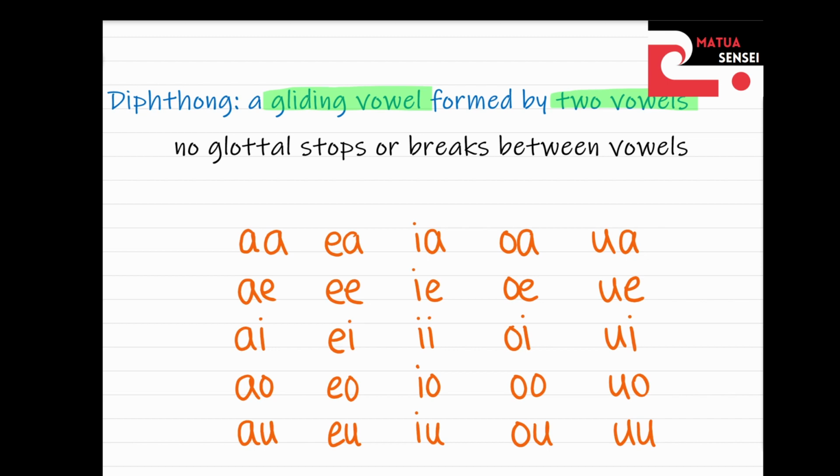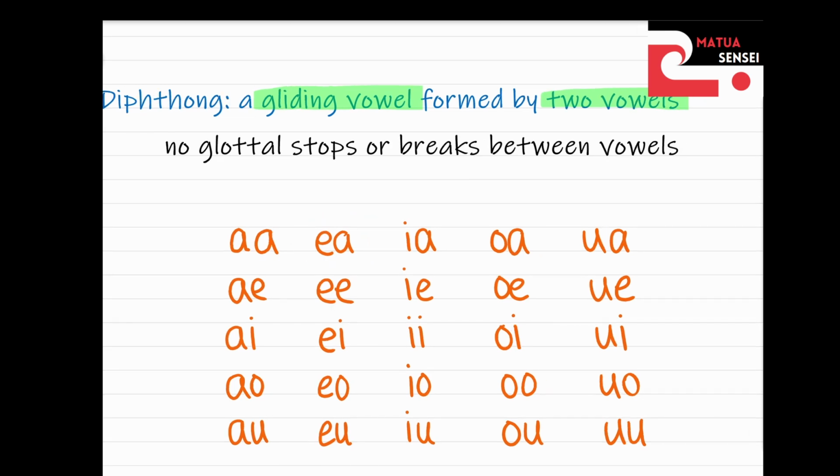For example, if you were to pronounce this with glottal stops or breaks, it sounds like this: E-a. E-a. That's not what we want. What we want is the gliding sound between the two vowels. So it sounds like this: Ea. Ea. So there are no stops between the vowels.